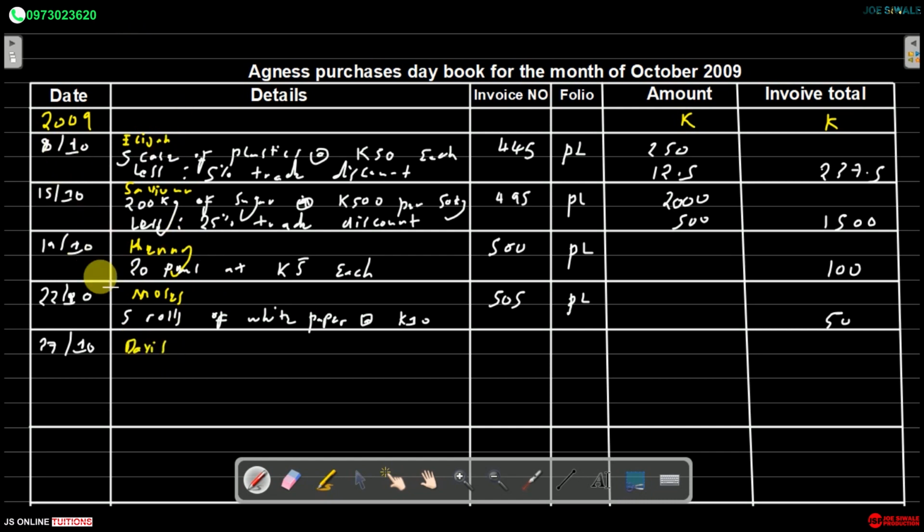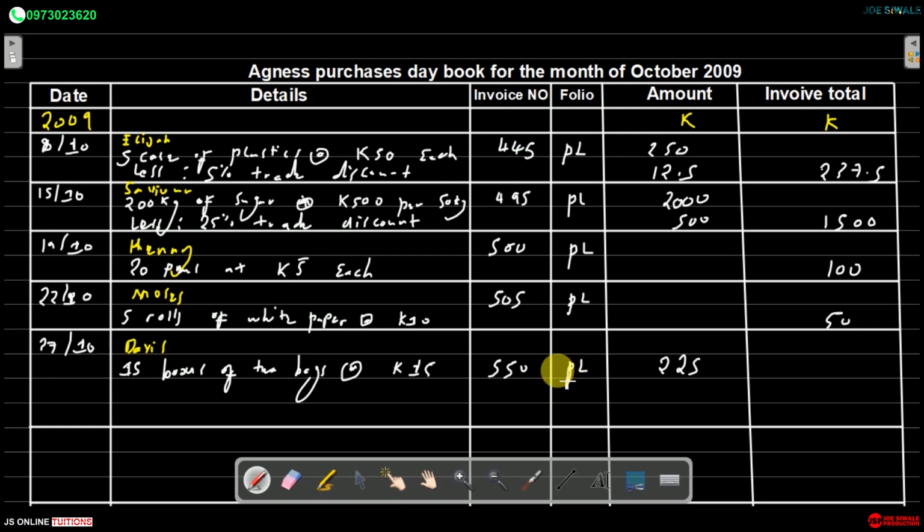To write down the description, we're going to say 15 boxes of tea bags at 15 kwacha each. And to find the amount there, we're going to say 15 multiplied by 15, and we're going to have 225. And we know that the invoice number there is 550, and there we're going to see our PL.